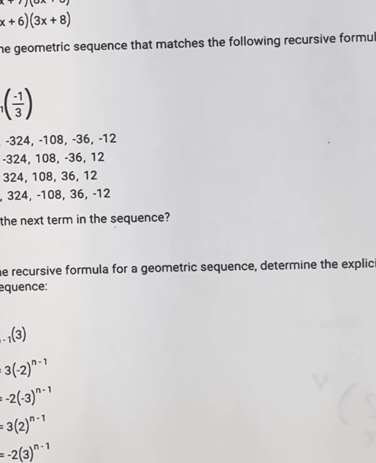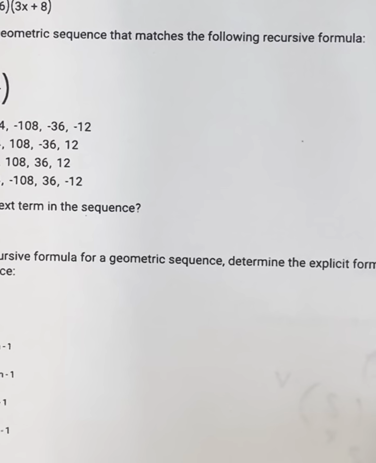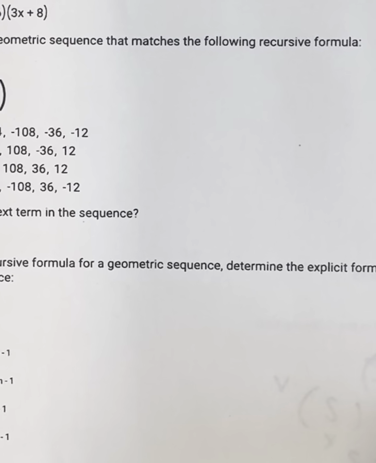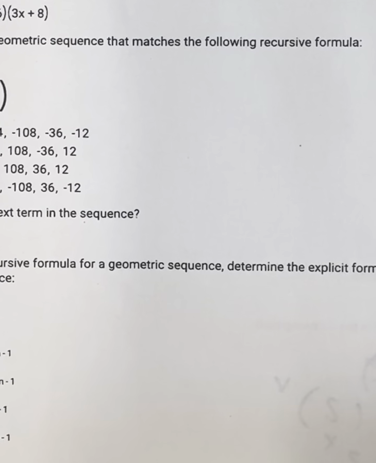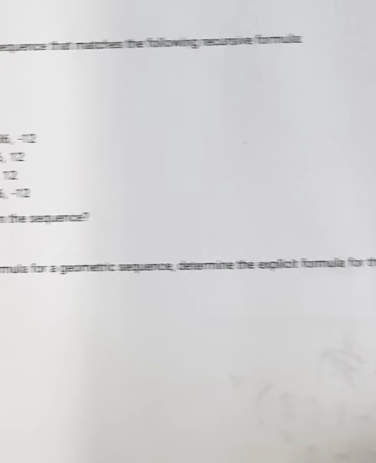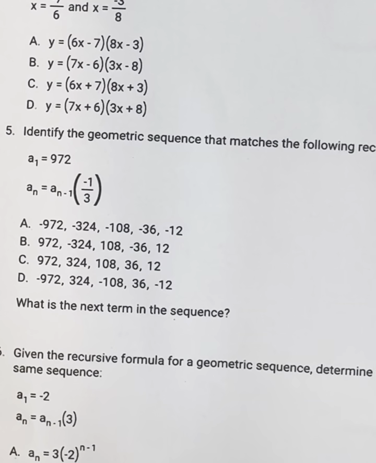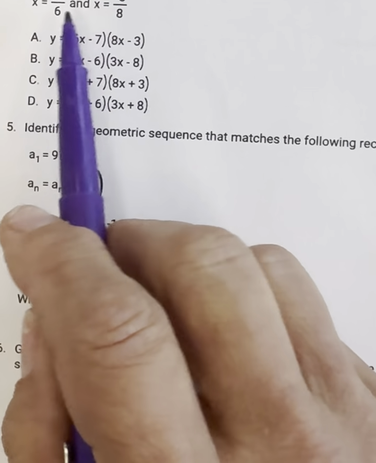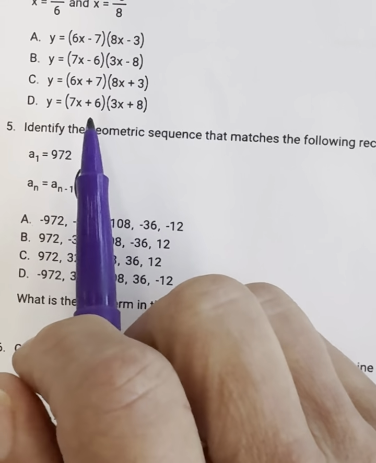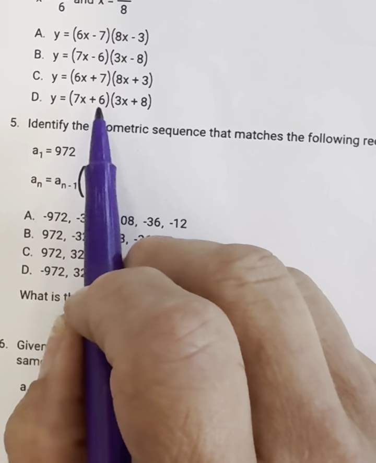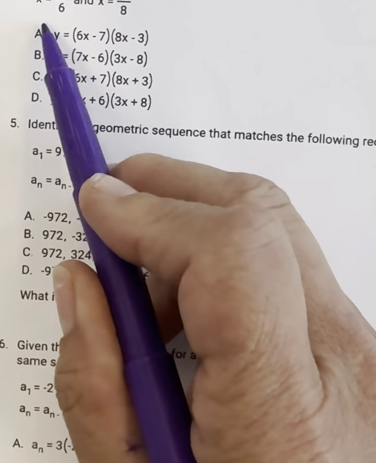Number 4. So when you're given the roots, remember your root is opposite of your factors. So if these are both negative, your roots are both positive. So the only ones that are both positive are C and D.